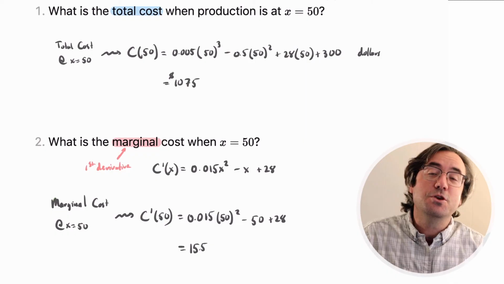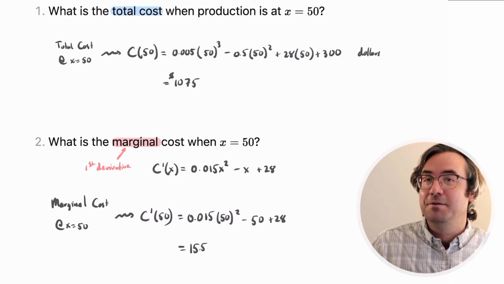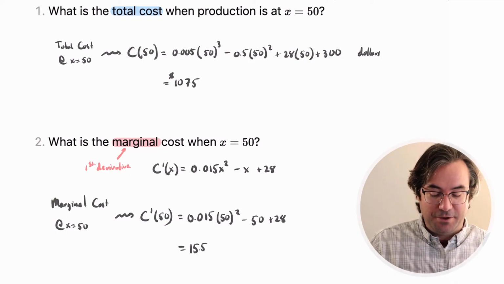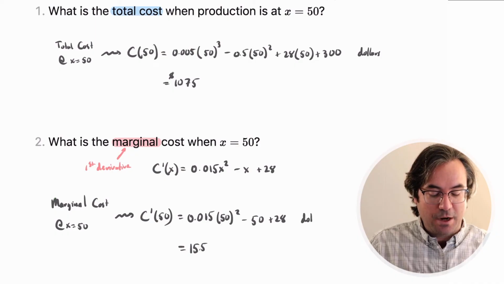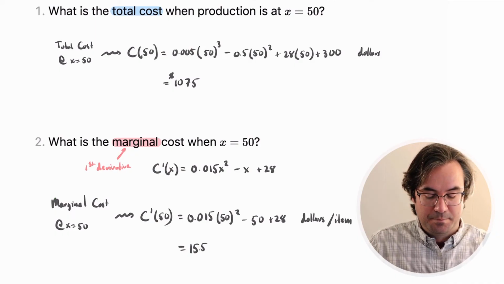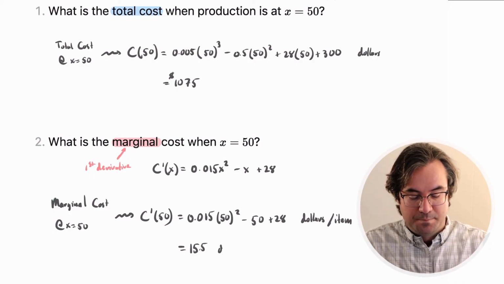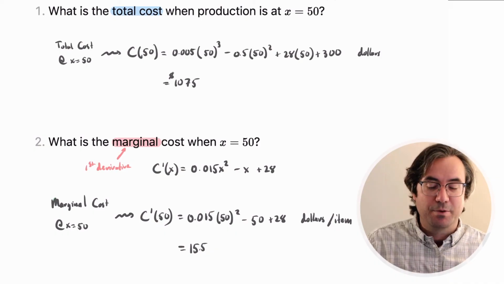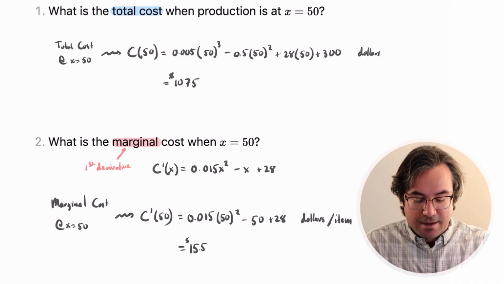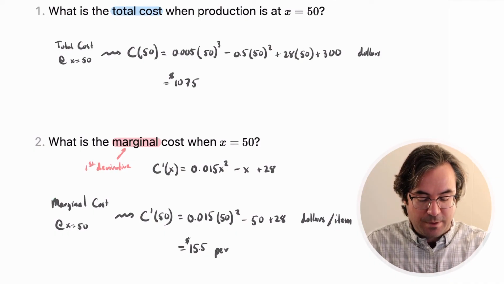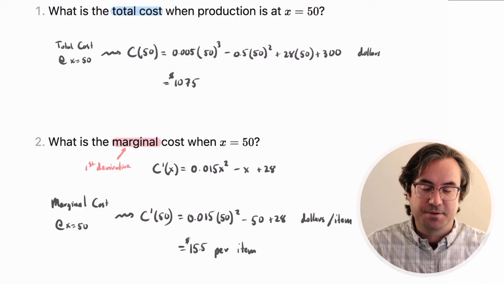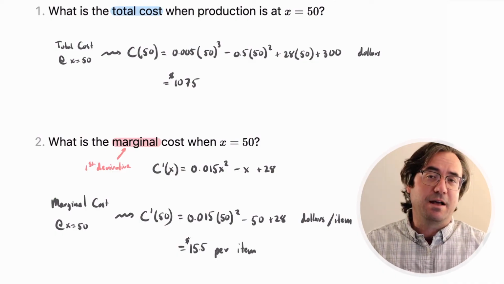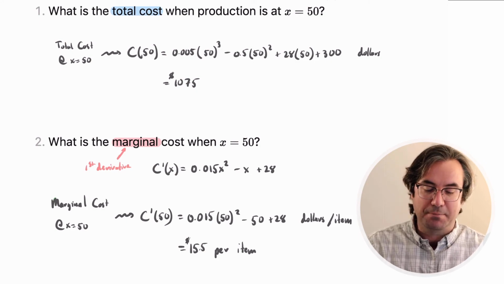All right, so what are the units going to be for this derivative value? Well, it's going to be dollars per item. So you can write it dollars per item. If you want to put the division sign in there, you can. A lot of different ways to write this. So $15.5 per item is another way.